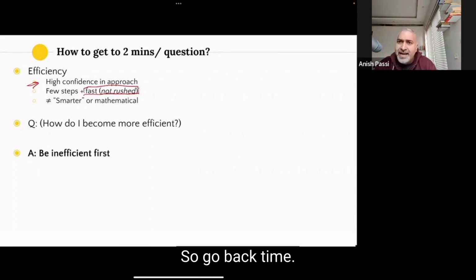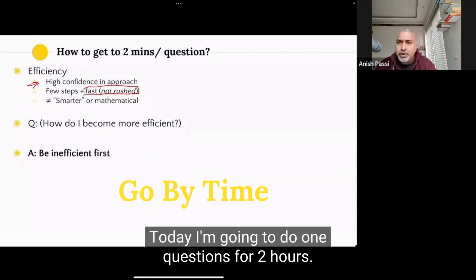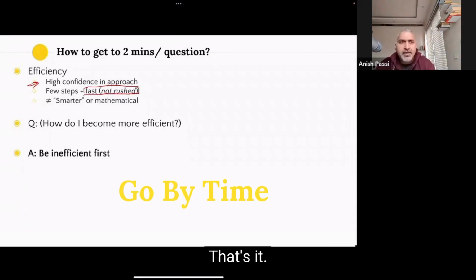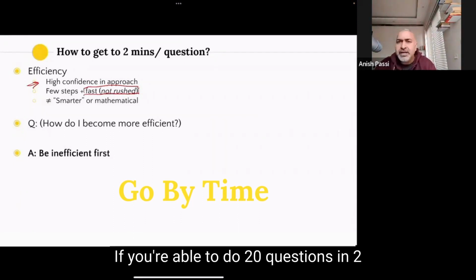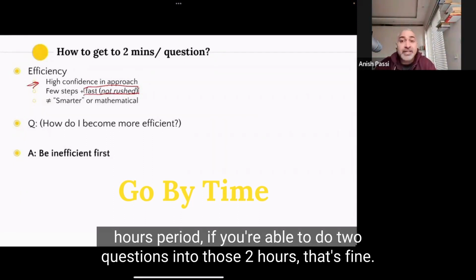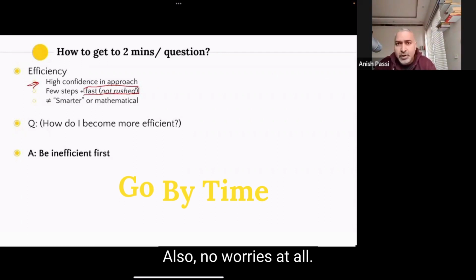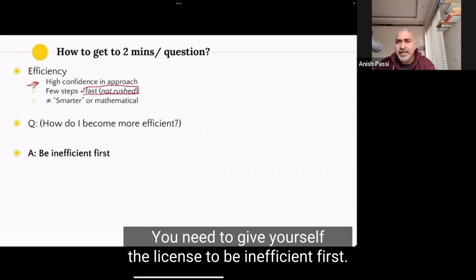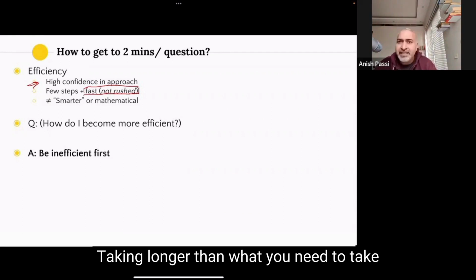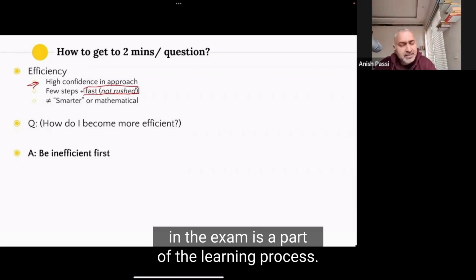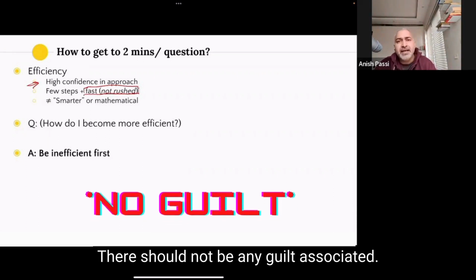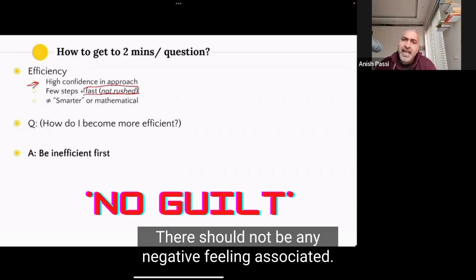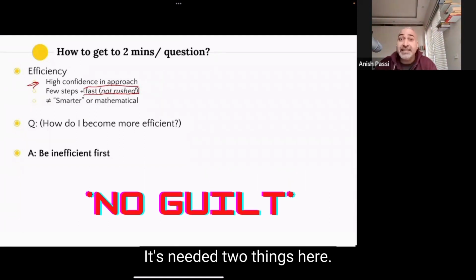So go by time. Today, I'm going to do quant questions for 2 hours. That's it. If you're able to do 20 questions in 2 hours, great. If you're able to do 2 questions in those 2 hours, that's fine also. No worries at all. You need to give yourself the license to be inefficient first. Taking longer than what you need to take in the exam is a part of the learning process. There should not be any guilt associated. There should not be any negative feeling associated. It's absolutely fine. It's needed.